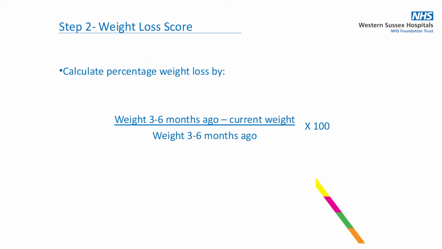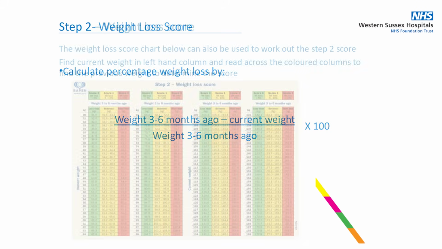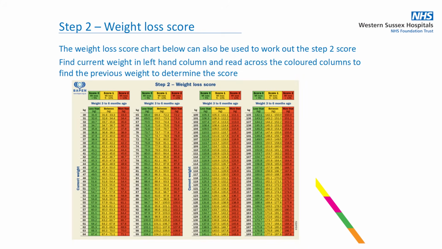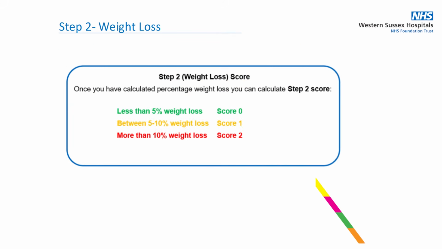The weight 3 to 6 months ago, take away the current weight, divided by the weight 3 to 6 months ago, times by 100. If the weight loss cannot be calculated, use your clinical judgment and visual assessment to estimate. In particular, consider loose-fitting clothes and jewellery, loose dentures, or protruding collarbones or sunken facial features as possible signs of weight loss.